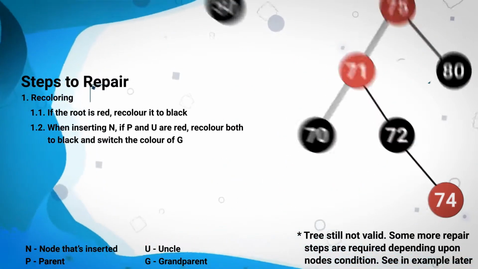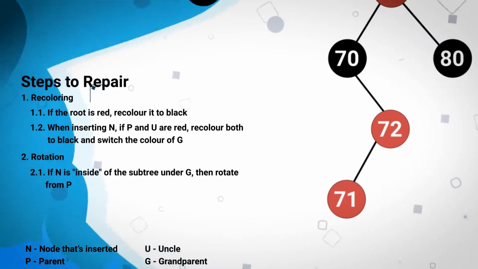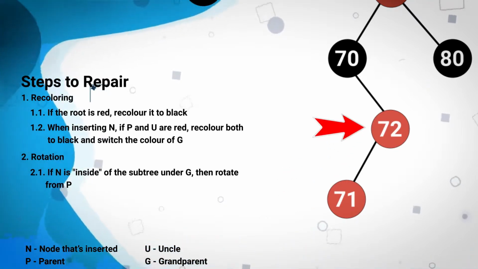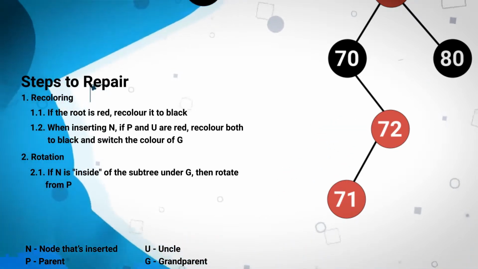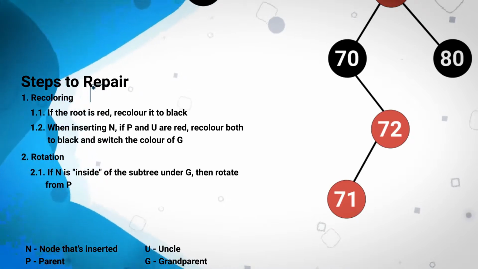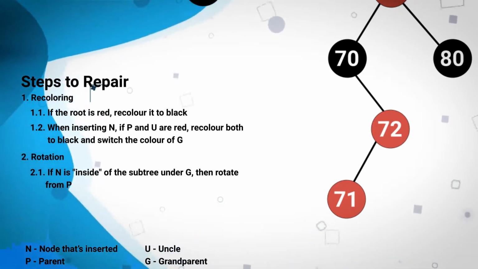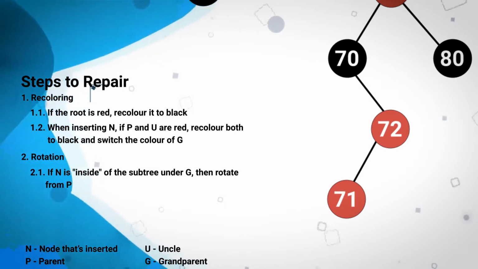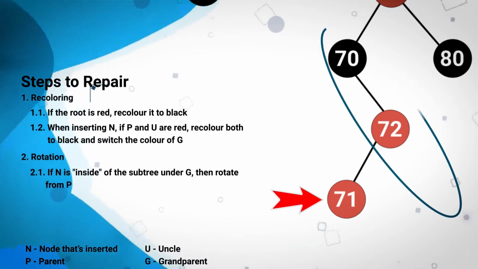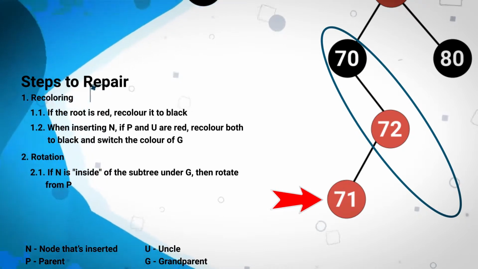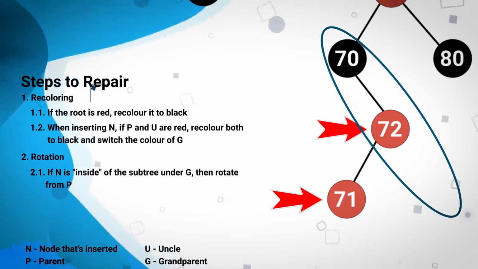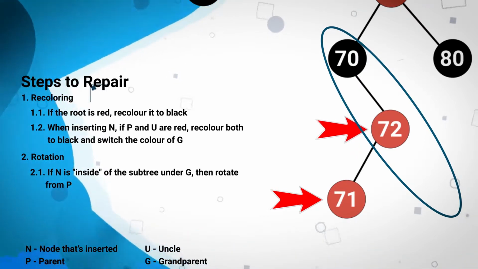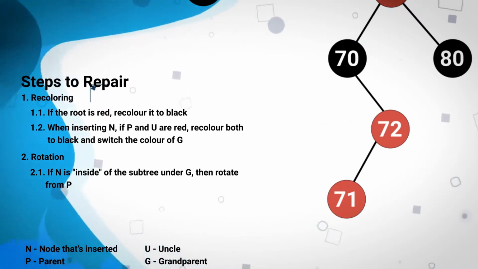Let's now take a look at how and when we perform rotations. In our example, we have inserted a node 71 whose parent is 72, and we observe that both these nodes are red. This violates the property of a red-black tree that a red node cannot have a red child. We will now perform a rotation in order to repair the tree. While performing rotation, if the inserted node is inside the subtree under the grandparent node, then rotation is performed from the parent. This also means that if the grandparent, the parent, and the inserted node are not in the same line, then the rotation is performed from the parent, like this.